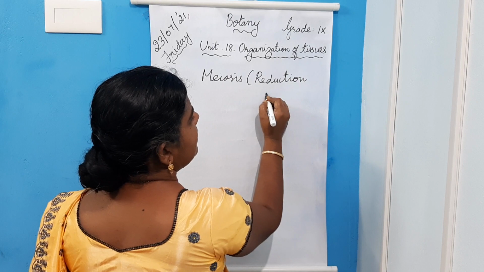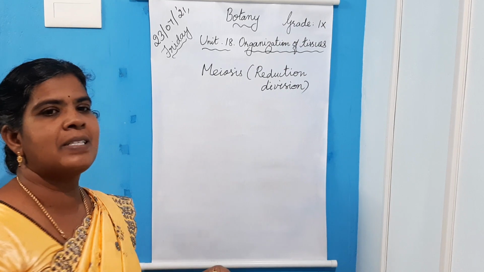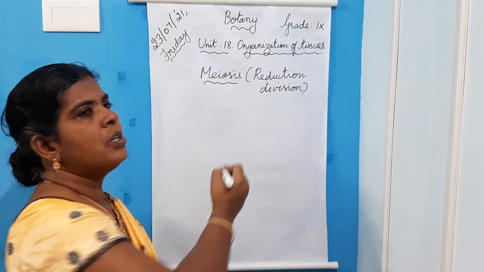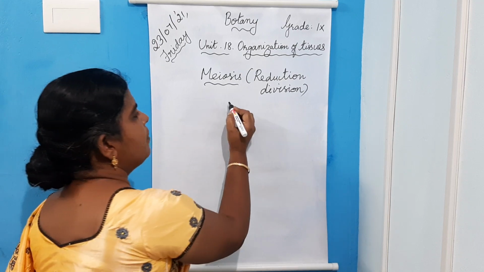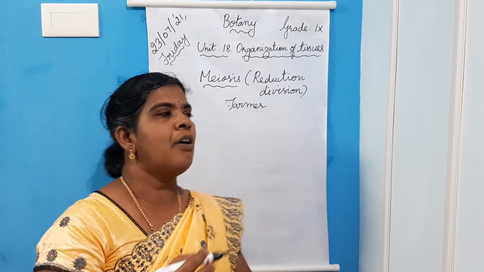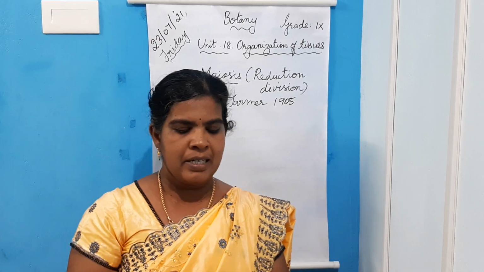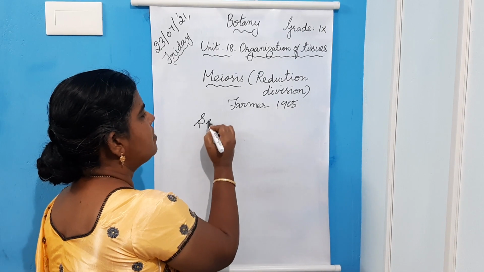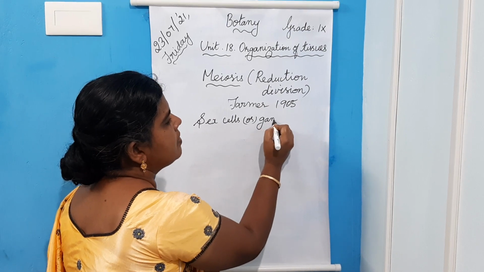Do you know what is cell division? Division of a cell is called cell division. So, the term meiosis is also called reduction division. The term meiosis was coined by Farmer in 1905. This type of cell division produces sex cells or gametes.